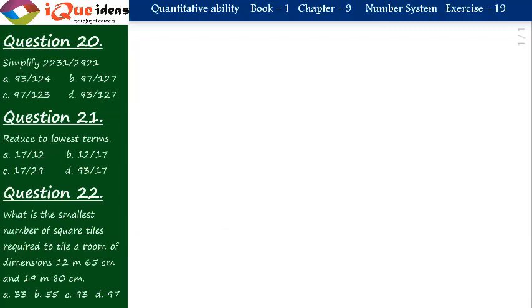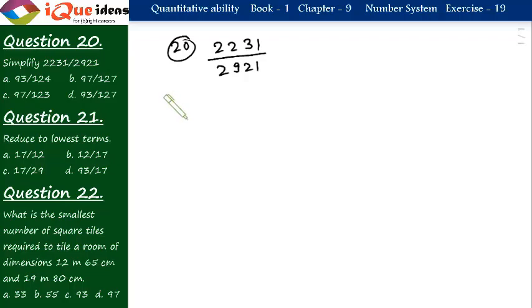Now the next question, question number 20. It says 2231 divided by 2921. Now in this situation, it is slightly difficult to identify what number it is going to be divisible by. But you can work with the options and eliminate them. For example, in the options, in the numerator there is either 93 or 97.